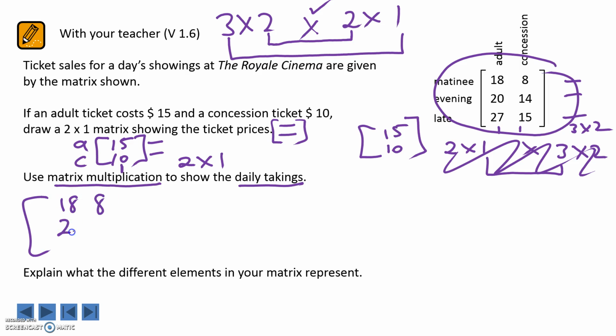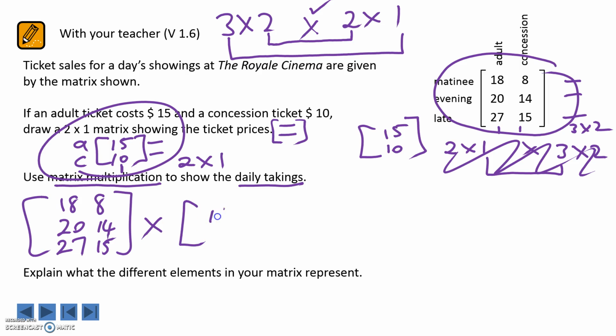18, 8, 20, 14, and 27, 15. And then we're going to multiply that by this one, 15 and 10. This will work, and our resultant matrix will have 3 rows and 1 column.